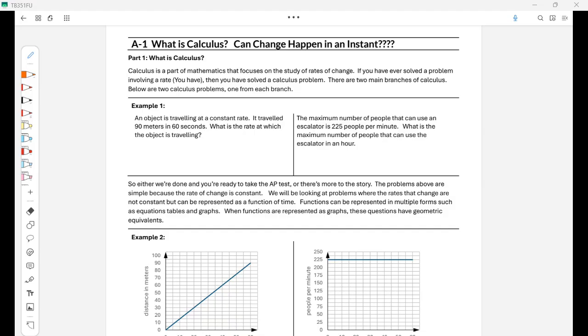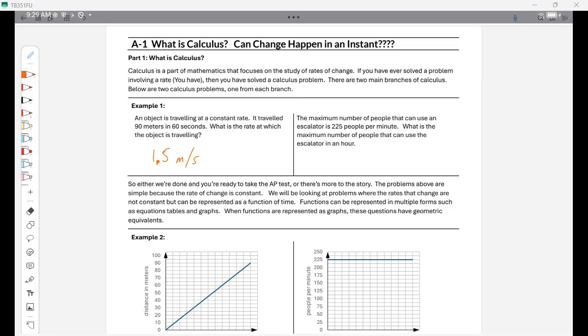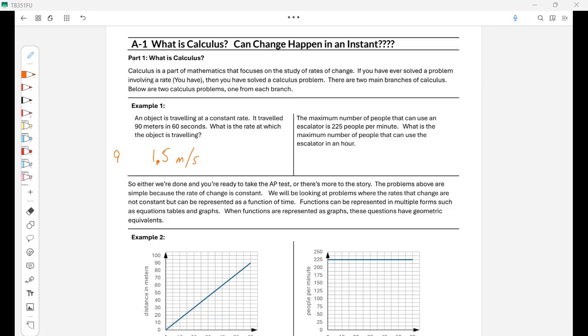All right, so question on the left, how fast is our object traveling? Yep, 1.5 meters per second. You got that. Easy. Algebra 1, middle school. Both places we've learned stuff like that. And number 2, how many people could go on the escalator in an hour? 13,500, sure. Actually wanted to write the math to it. So we had 90 divided by 60 to get that. And we did 225 times 60 to get 13,500.